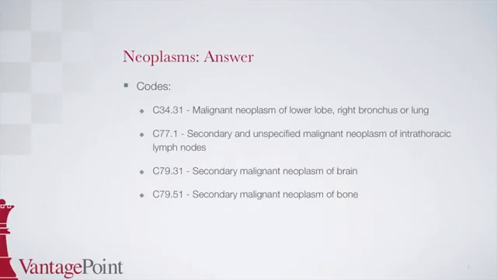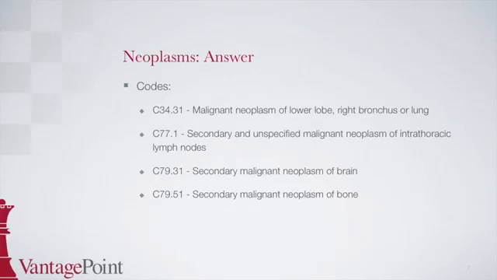The code for the metastasis to the brain is C79.31. This code was located by going to the Neoplasm table and looking for brain. C79.31 is in the column for malignant secondary. I confirmed this code in the tabular.